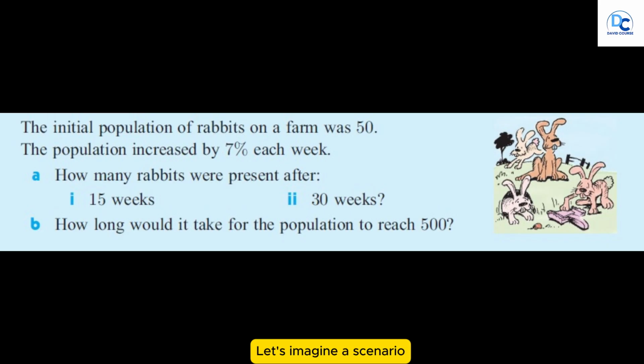Let's imagine a scenario. The initial population of rabbits on a farm was 50. The population then increased by a steady 7% each week. The big question is, how long would it take for the population to reach 500 rabbits? This is a perfect example of an exponential growth problem, and we're going to break it down step by step.